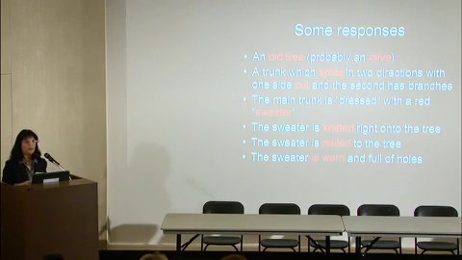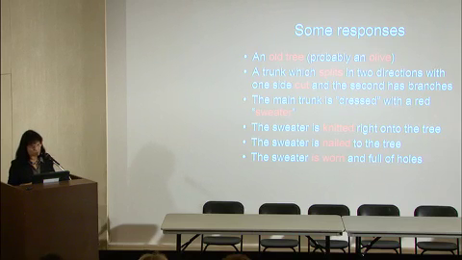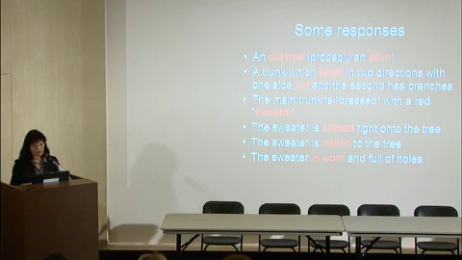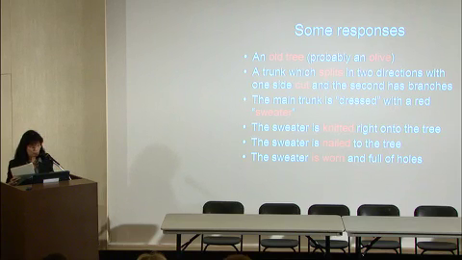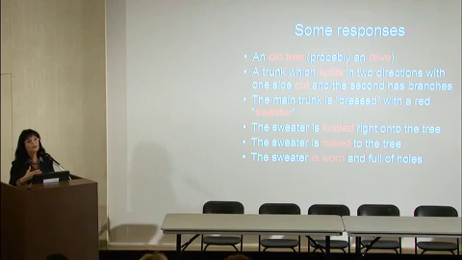So, some of the responses. Of course, an old tree, probably an olive, a trunk with splits in two directions, with one side cut and the second has branches. The main trunk is dressed with a red sweater. The sweater is knitted right onto the tree. The sweater is nailed to the tree. The sweater is worn and full of holes. This is the kind of description that I'm looking for.